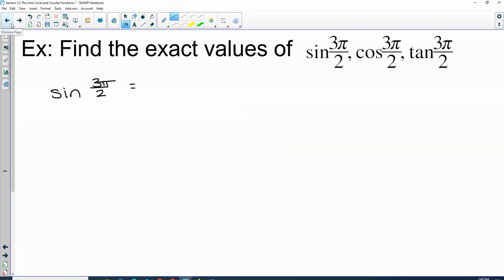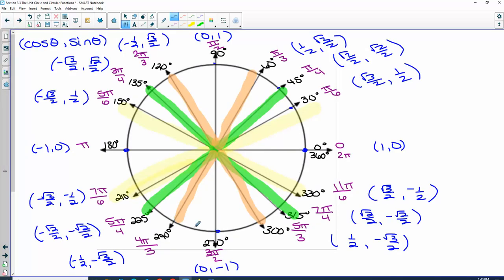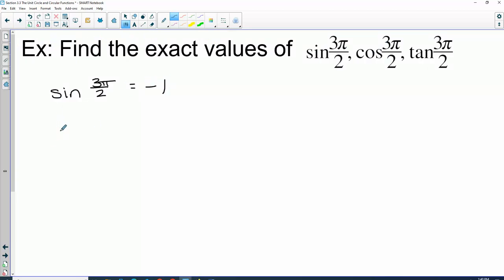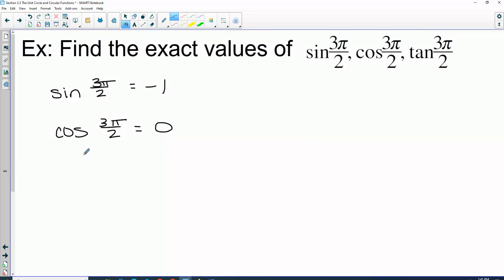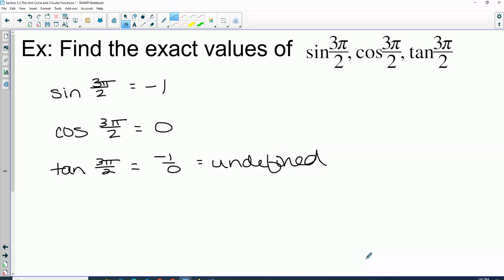We also can now look at this circle and say, okay, at 3 pi over 2, sine is x or y? Y. So at 3 pi over 2, my y is negative 1. So sine of 3 pi over 2 is negative 1. Cosine. Cosine is the x, so at 3 pi over 2, the x is 0. Tangent. You can think sine divided by cosine or y divided by x. When you do that, what do we get? So we can use that circle to evaluate.